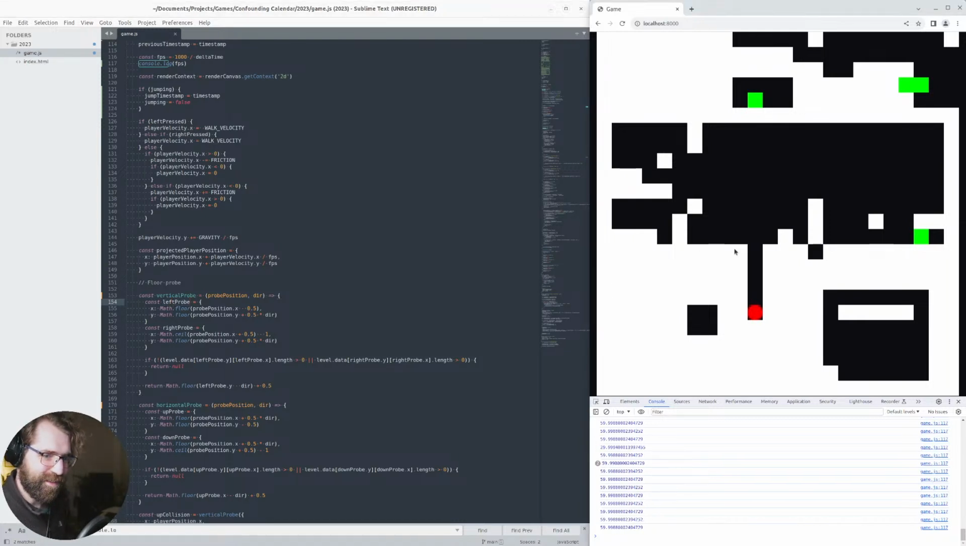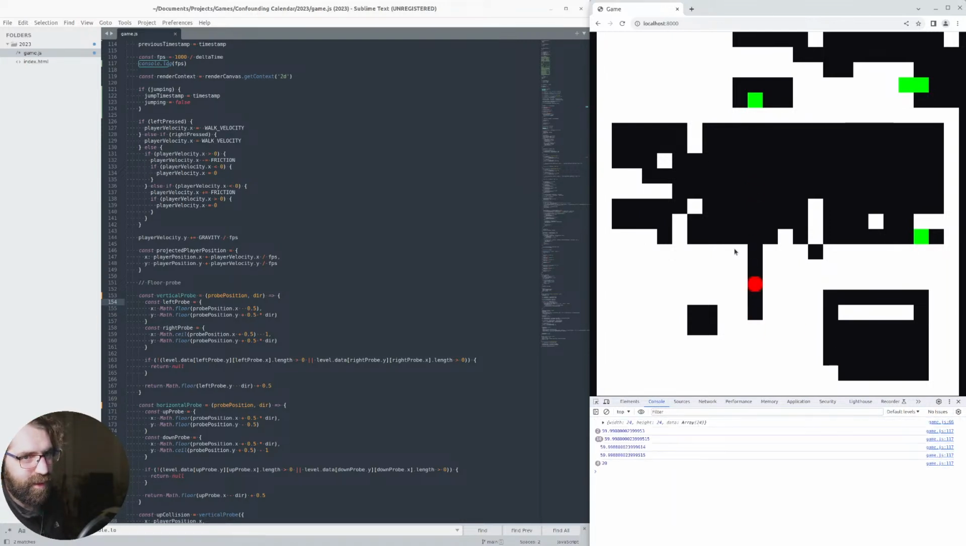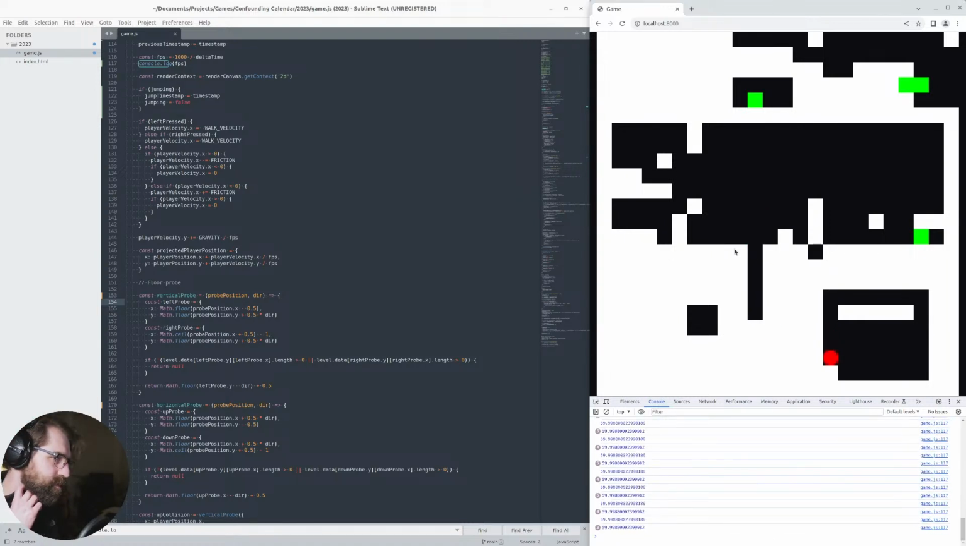No, that's definitely correct. That's 100% what's happening, right? Like, I don't fall through the floor until the frames are slow. And then I do fall through the floor. Yeah, okay. So to fix that, what I'm doing here is I'm working out which cell to check. But I actually need to check every cell between where the player is. Ugh.